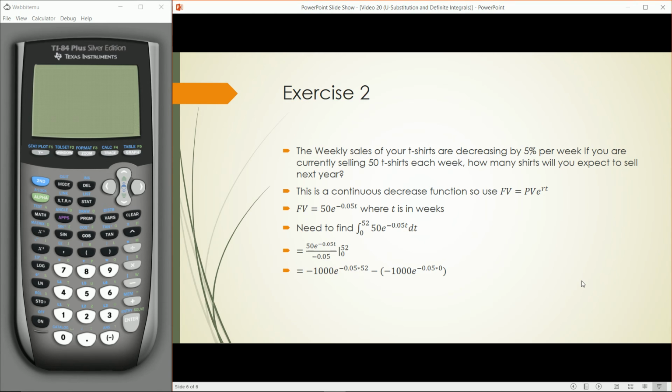All right? So your final answer, you should get something along the lines of 925 shirts over the year. All right? So that's an example of using a definite integral in an applied situation. Hopefully you've learned something. I'll see you in class.